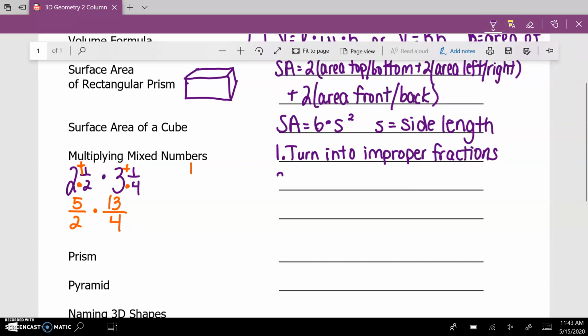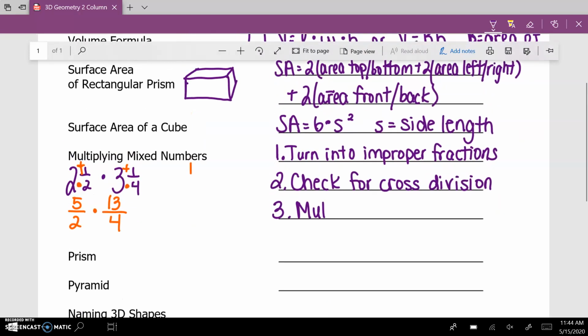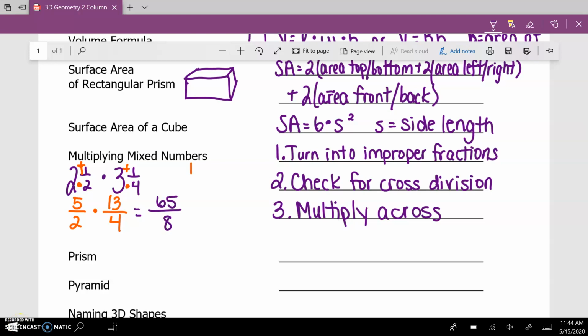Second step would be to check for cross division. I don't have any here. Can't cross divide with any of those. So your third step would just be to multiply across. So 5 times 13 would give us 65 over 2 times 4 is 8.